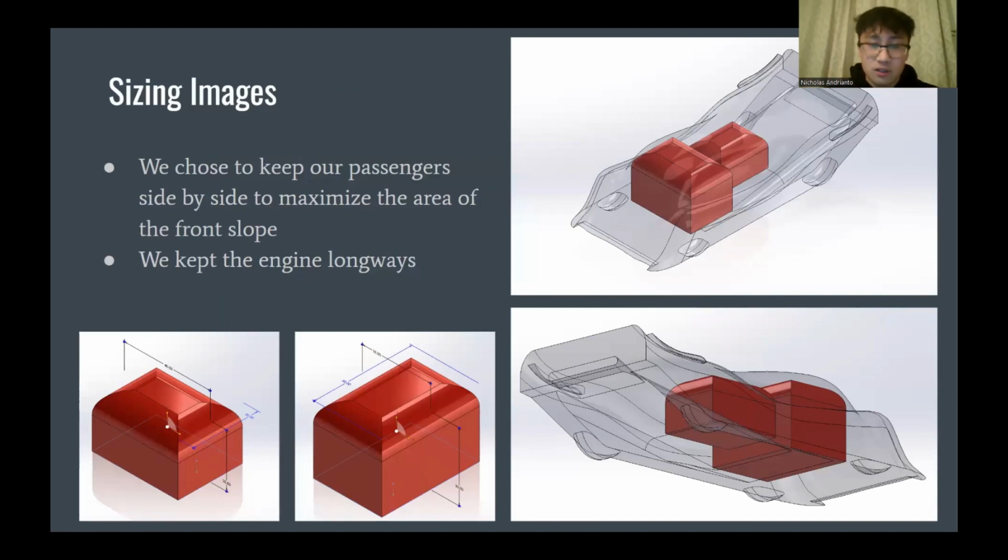And then on this slide, you can see our sizing images. We chose to keep our passengers side by side as opposed to behind each other. This would maximize the area of the front slope. And we decided to keep the engine long ways for a more streamlined approach. And then in the pictures, you can see we show see-through projections of the car, showing the 35 by 35 by 50 passenger compartment, and then the 40 by 30 by 25 engine block.